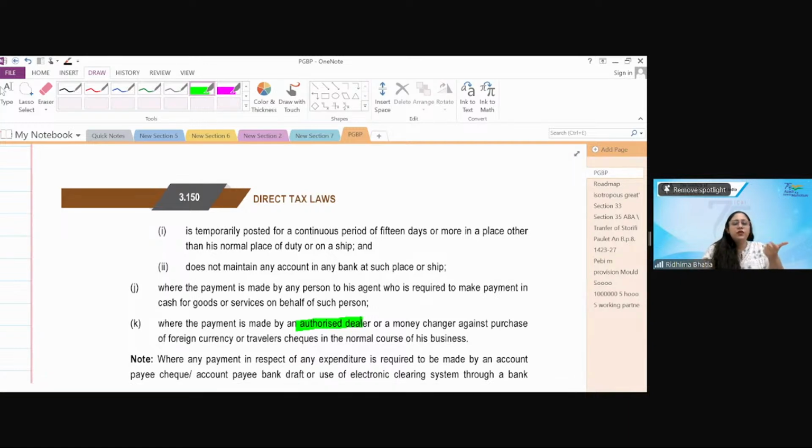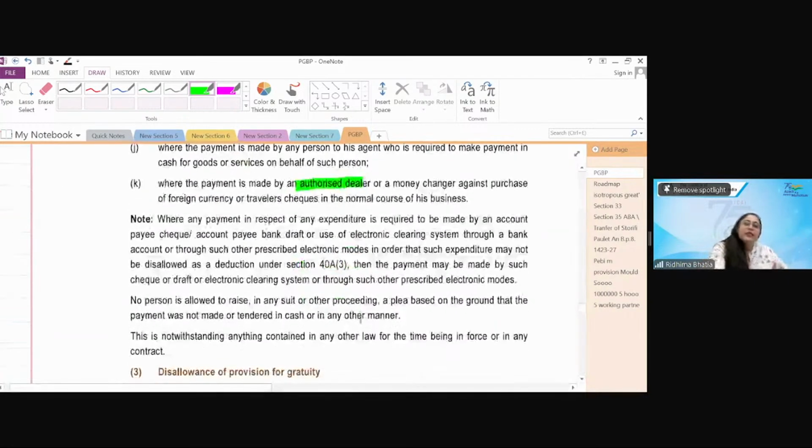He will take cash only from me to give me foreign exchange. That is allowed. Simply, these are the common allowabilities under Rule 6DD. So exceptions are given under Rule 6DD. Section 48(3) talks about the disallowabilities.